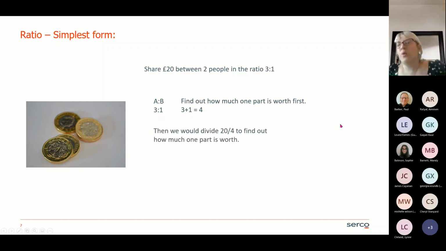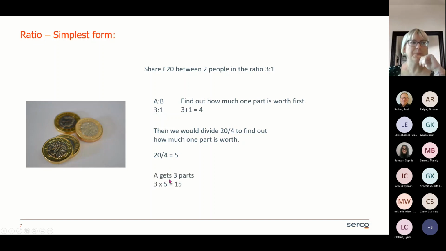Okay, so now that we know the total number of parts, we can divide 20 by 4, and that would tell us how much one part is worth. If you divide 20 by 4, it tells us that one part is equal to £5. So now that we know that, we can work out how much person A is going to get compared to person B.